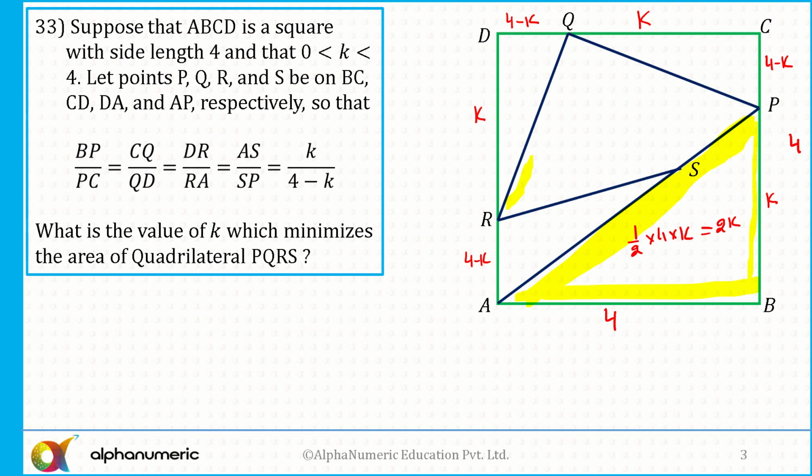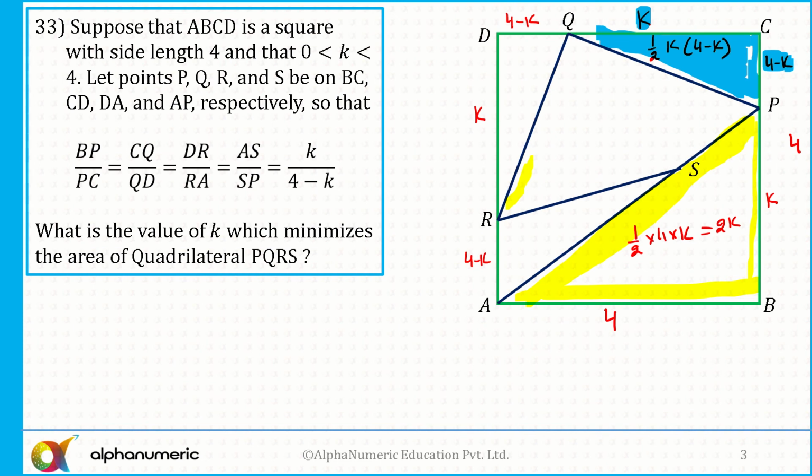Similarly, let's find out the area of the other triangles which are on the corners here. Let's say the area of this particular triangle. This is one triangle. If I need to find out the area of this triangle, the base is K and the height is 4 minus K. So the area of this triangle is half of K into 4 minus K.